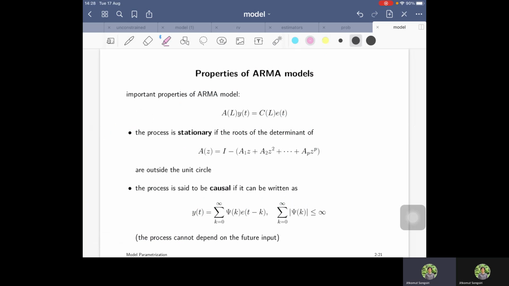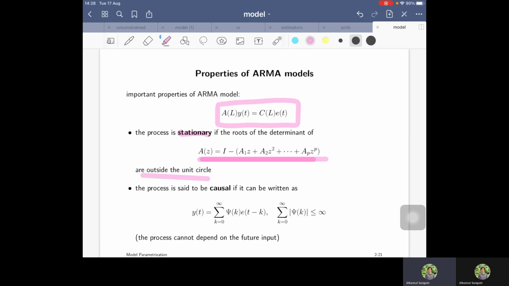Now let's give some terms about ARMA processes, some properties of ARMA processes. Of course, an ARMA process is in this form. Y depends on the noise without a deterministic input. The process is stationary if the roots of the determinant of A(z) lie outside the unit circle.